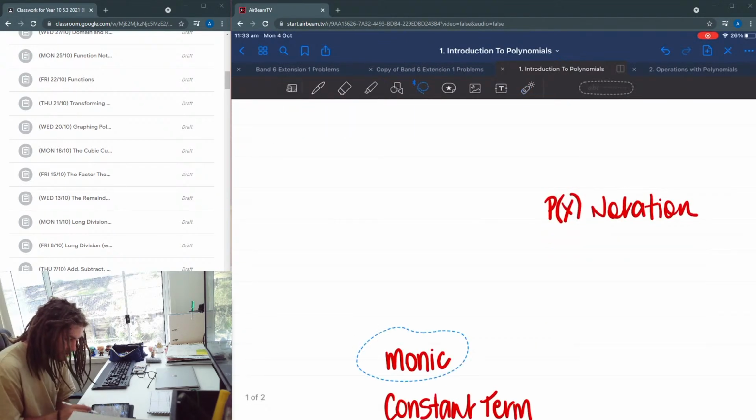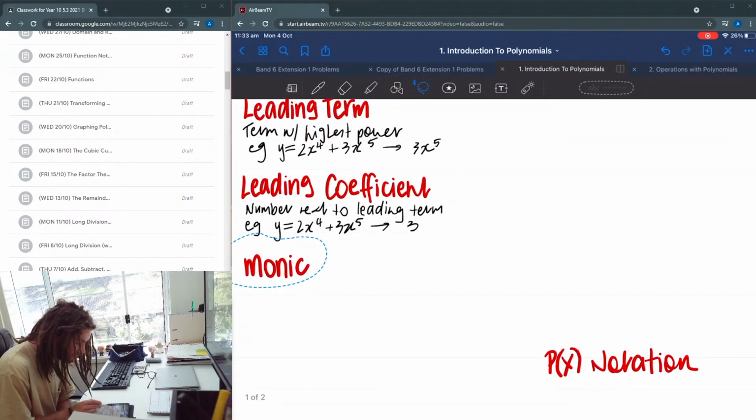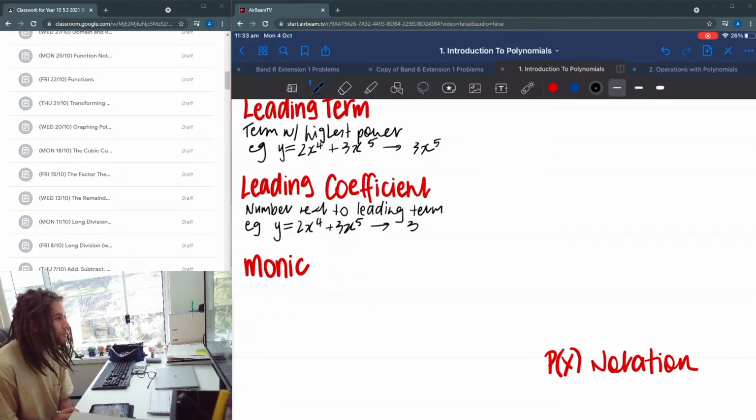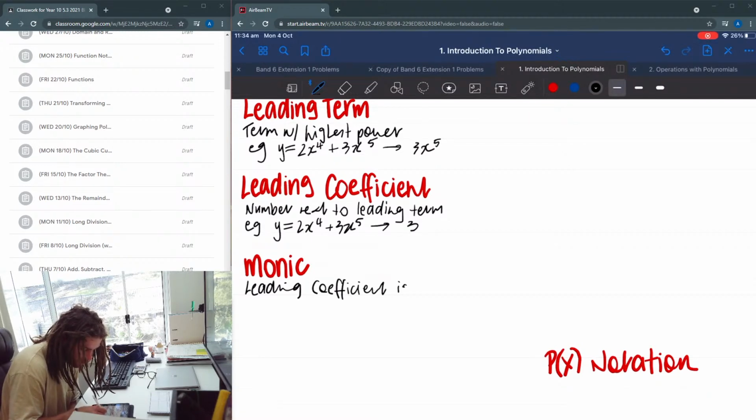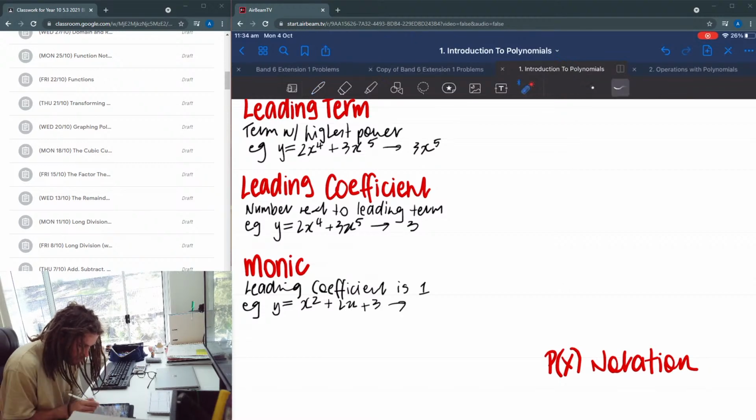Okay, next thing is the word monic. We would have seen this before when we were factorizing, but monic just means it's a polynomial where the leading coefficient is 1. So for example, if I had y equals x squared plus 2x plus 3, you can see the leading term is this thing. The leading coefficient is that, the 1.